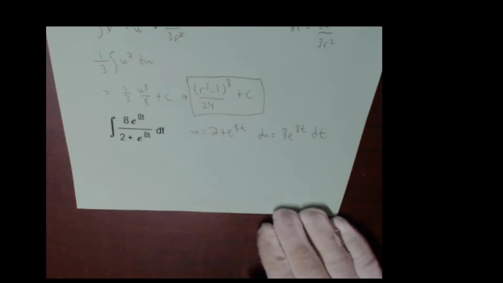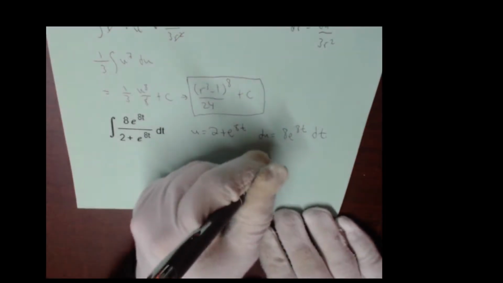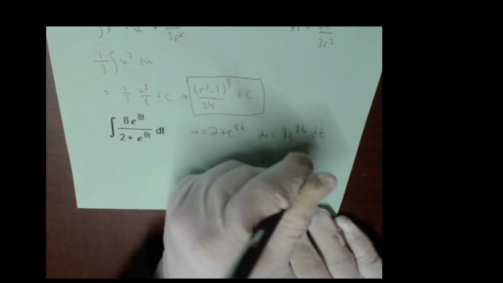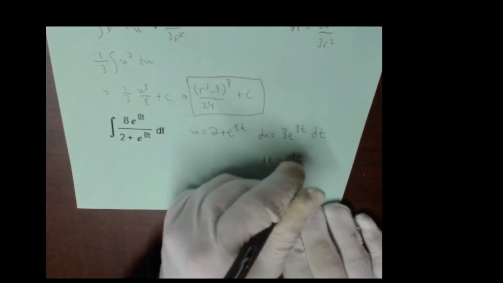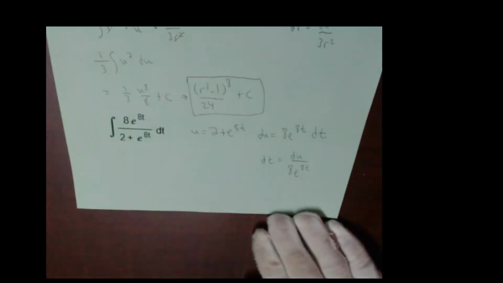Next, what we can do is go ahead and start making our substitutions. Let's go ahead and solve for dt this time. dt is, and again, this step is technically optional. You can do this part in your head, but I'll go ahead and write it out since we're just doing this for the first time. So dt is equal to du over 8e to the 8t.